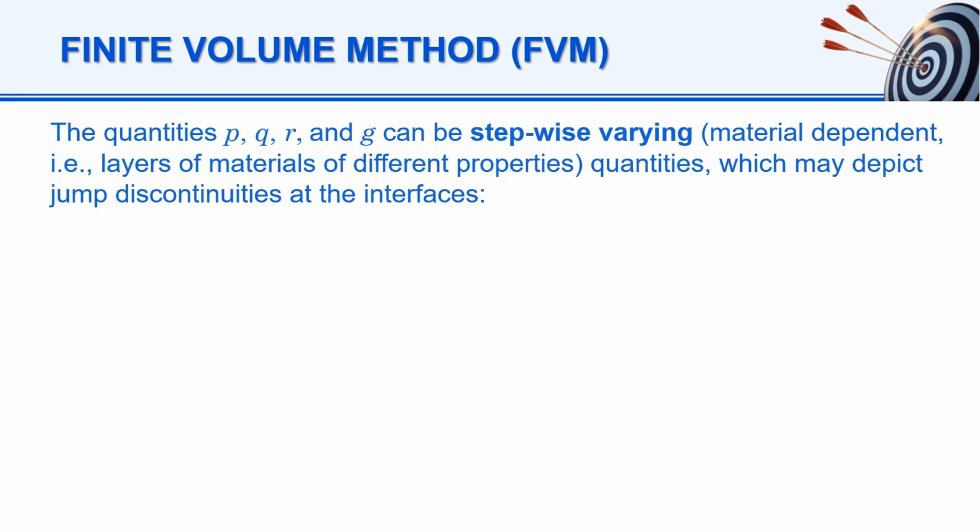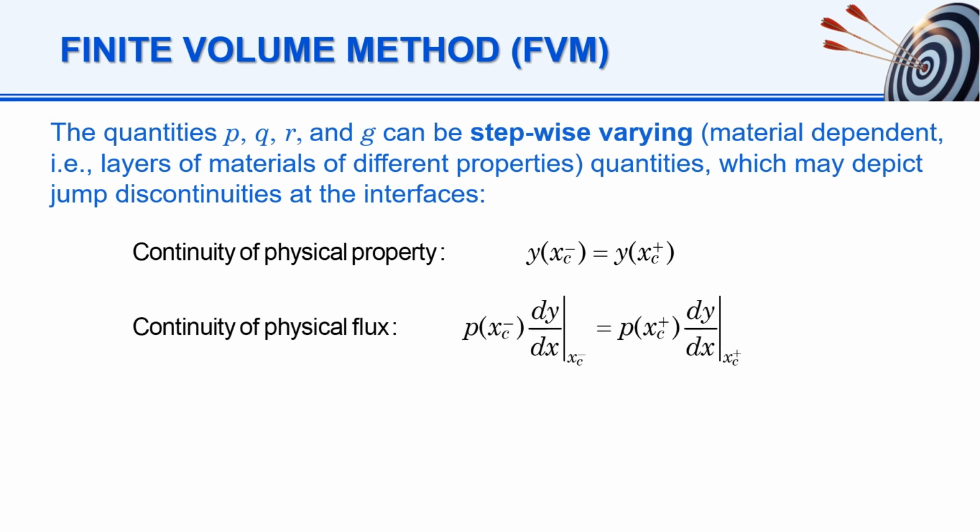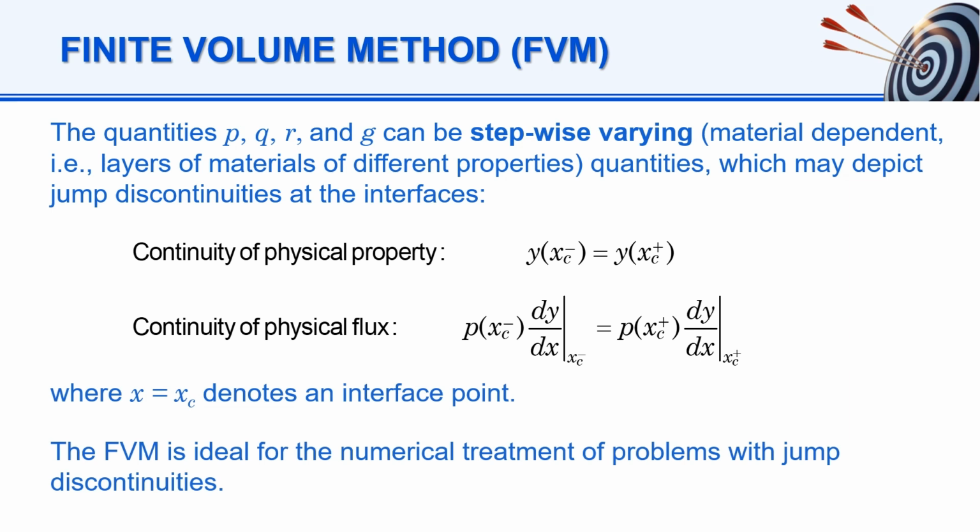The interface conditions are the continuity of the physical property y and the continuity of the physical flux, where x equals x_e denotes an interface point. The finite volume method is ideal for the numerical treatment of problems with jump discontinuities.